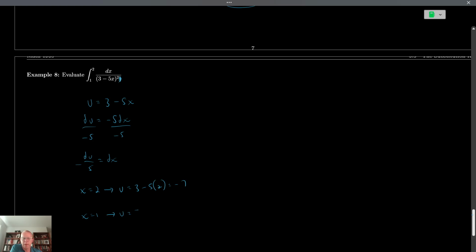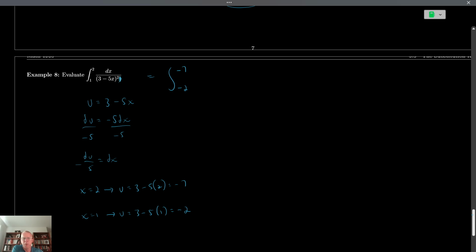And when x is 1, we have 3 minus 5 times 1, so 3 minus 5 is negative 2. So this becomes the integral from negative 2 to negative 7. Now don't worry, normally you write this with the bigger number on top, smaller number on bottom. Don't worry about that it's reversed here, because as long as you're consistent, the 2 goes with 7.